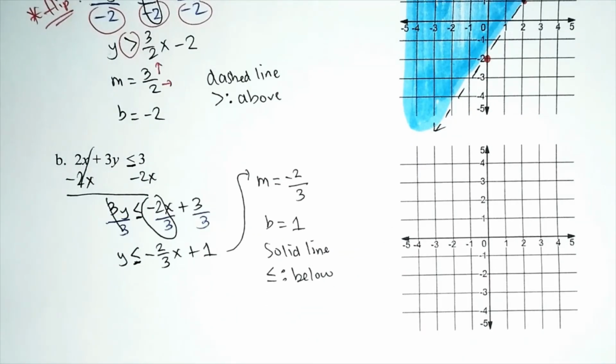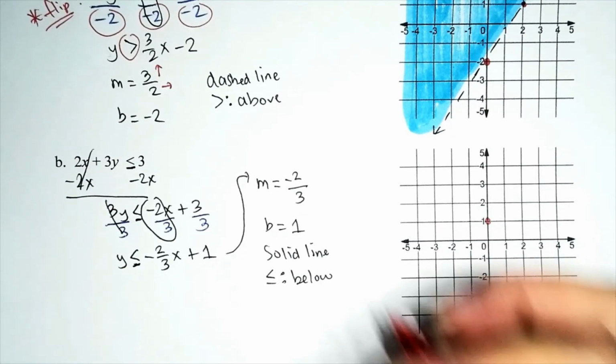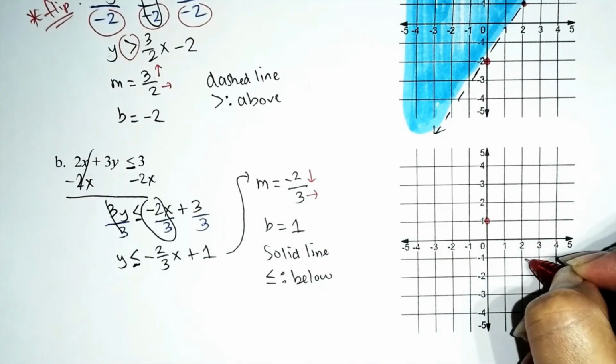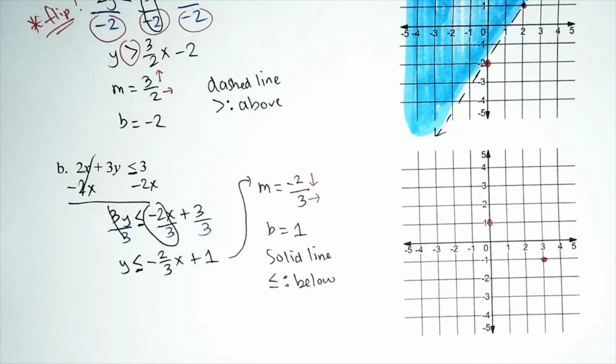So our y-intercept is at positive 1. Our slope is negative 2/3, so we're gonna go down 2, 3 to the right, down 2, 3 to the right, 1, 2, 3. Hopefully I know how to count. If not, it's okay, you can fix it later.